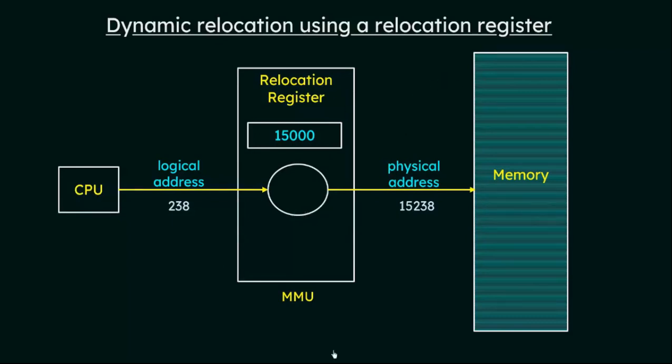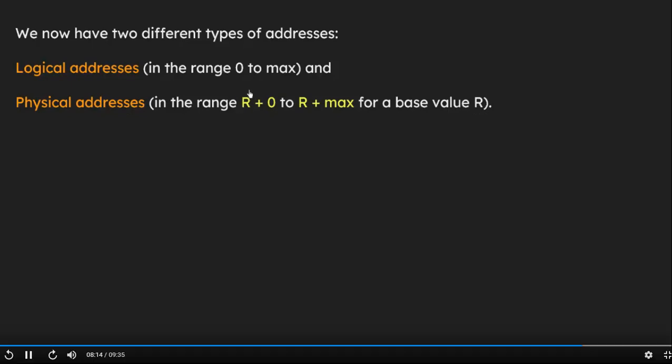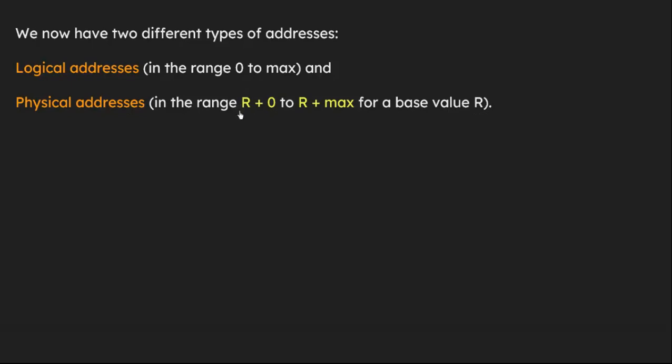So this is how we can make use of the memory management unit, with this simple example of dynamic relocation using a relocation register to find the corresponding physical address for a logical address. Now we have two types of addresses: the logical address in the range of 0 to max, which I just explained, and the physical address in the range of r plus 0 to r plus max for a base value r. So what is r? r was the value present in our relocation register. In our example, it was 15000.